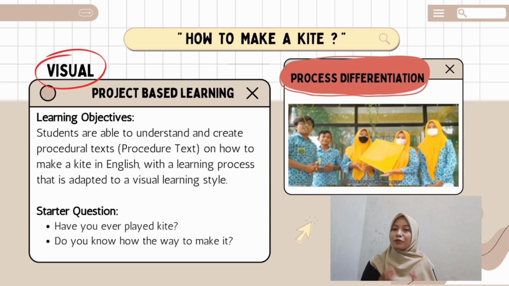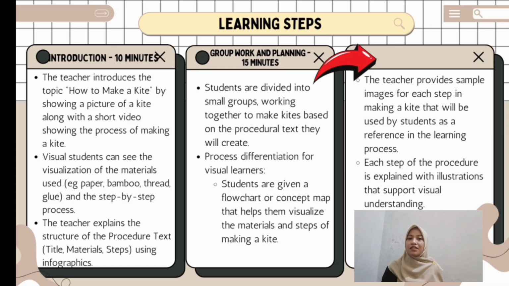With the learning model project-based learning or PjBL, the learning objective is that students are able to understand and create procedural text on how to make kites in English with a learning process that is adapted to a visual learning style. So the learning steps: the first one is introduction, more or less 10 minutes. The teacher introduces the topic how to make a kite by showing a picture of a kite along with a short video showing the process of making a kite.